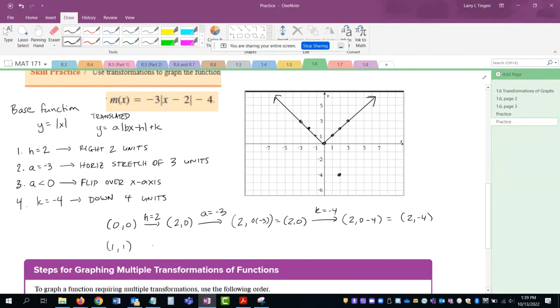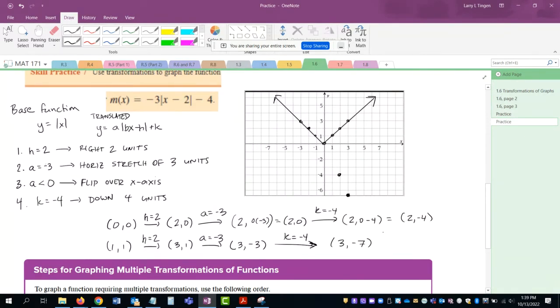Now let's go get another one, and this one's going to make a bit more sense because I have 1, 1 here. So first step, H is 2, that's a shift to the right by 2 units. So I'll go from 1, 1 to 3, 1. A is -3, that's impacting the Y. So that means I've got 3, -3, because 1 times -3 is -3. And then K is -4. That is going to manipulate my Y value by 4 units. I'm going to go down 4 units, so now I live at 3, -7. 3, -7 is here.